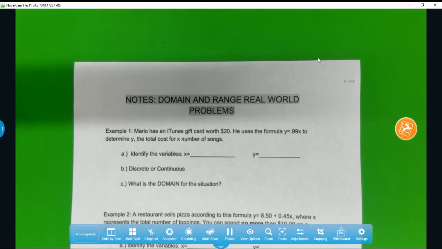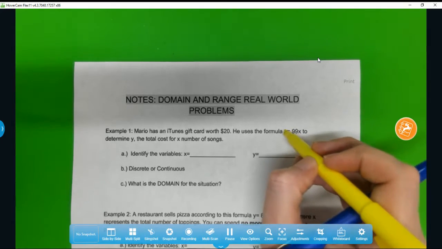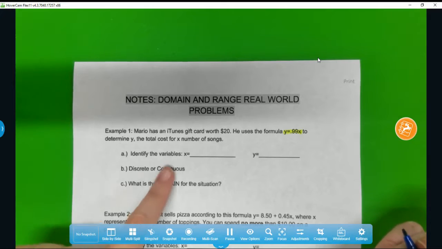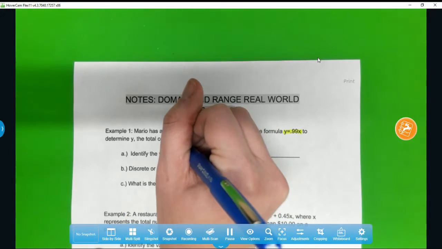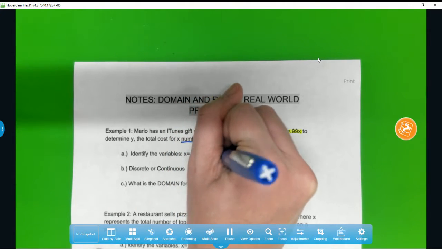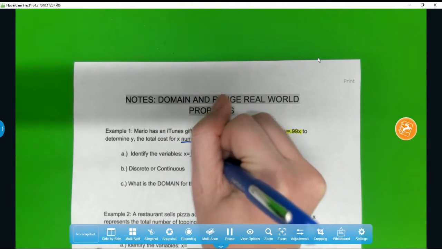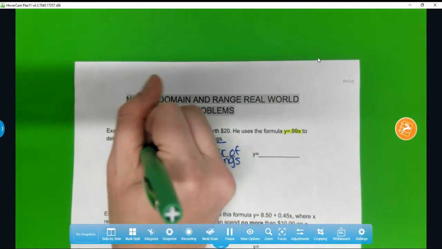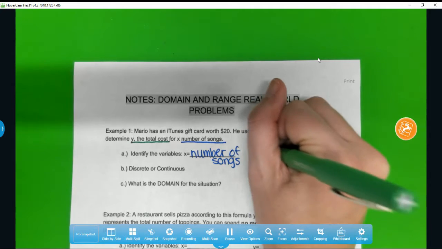iTunes gift card worth $20. He uses the formula y equals 0.99x to determine y, the total cost for x number of songs. So if we look, x tells us the number of songs, and y is the total cost.